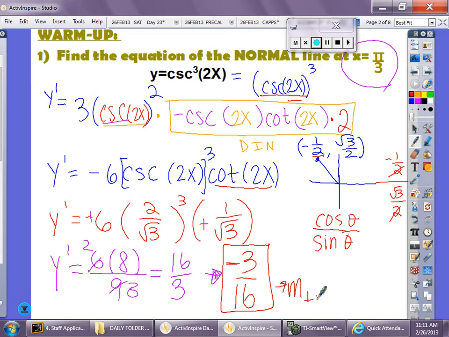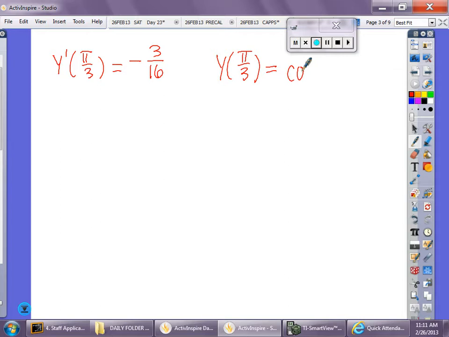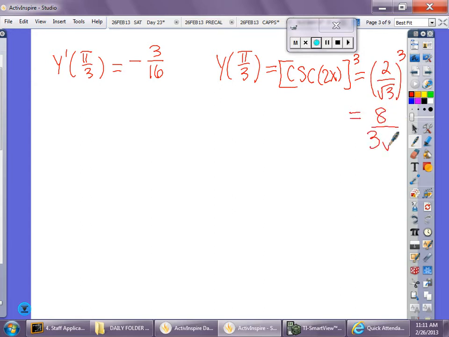Now, we're halfway there. We're more than halfway there. So we got y prime of pi over 3 is negative, was it 3 over 16? Okay. Y of pi over 3 would be cosecant of 2x whole thing cubed. But didn't we already find the cosecant of 2x? Yes. How much was that value? 2 over the square root of 3. Thank you so much. All right. And then that whole thing cubed, which gives me 8 over 3 square root of 3.